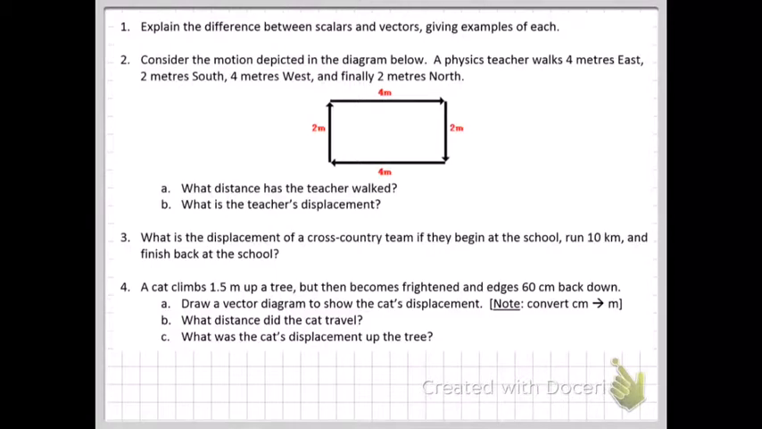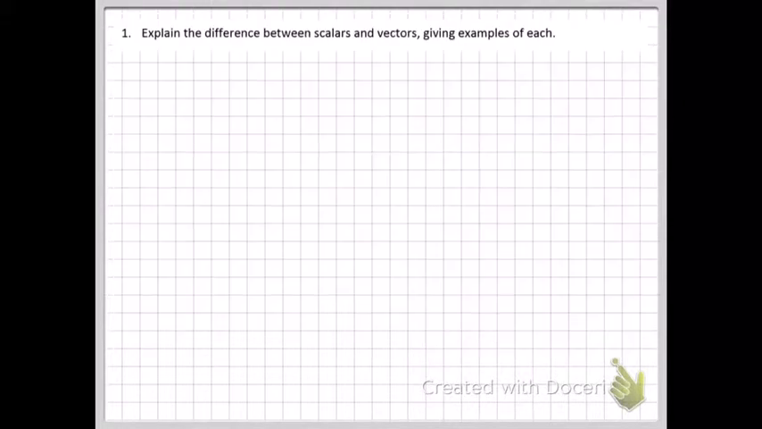In the PowerPoint for Chapter 8.1, you will find definitions of scalars and vectors. The first question is to explain the difference between scalars and vectors, giving examples of each.